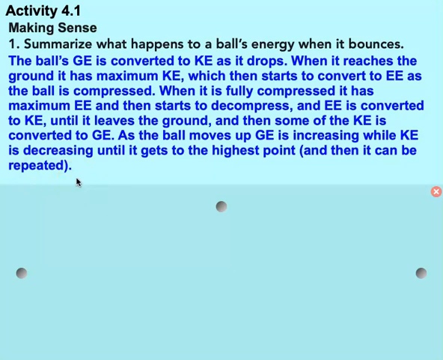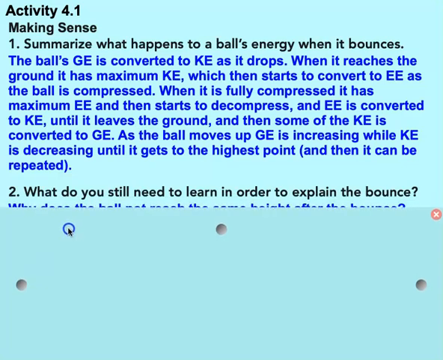So, it's not an easy answer. It's just really wordy. So the ball's GE is converted to KE as it drops. When it reaches the ground, it has maximum KE, which then starts to convert to EE as the ball is compressed. When it's fully compressed, it has maximum EE, then starts to decompress. And EE is converted to KE until it leaves the ground. And then once it leaves the ground, the KE is being converted to GE. As the ball moves up, GE is increasing, while KE is decreasing until it gets to the highest point, and then this whole thing repeats itself over and over and over until the ball stops bouncing. How'd you do? A little wordy, but if you need to pause the video to copy this down, feel free to do that.